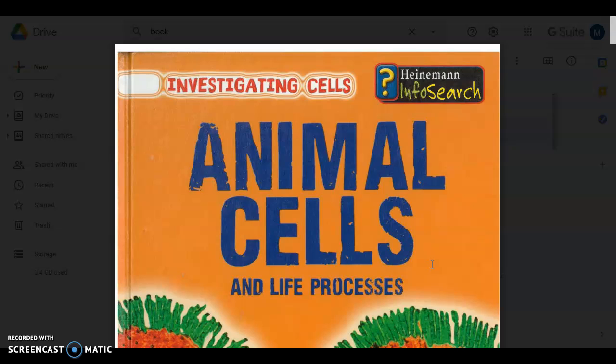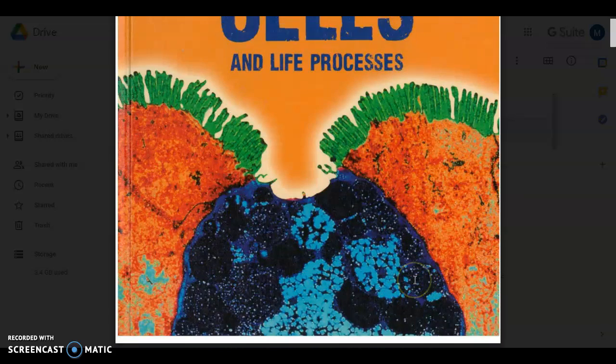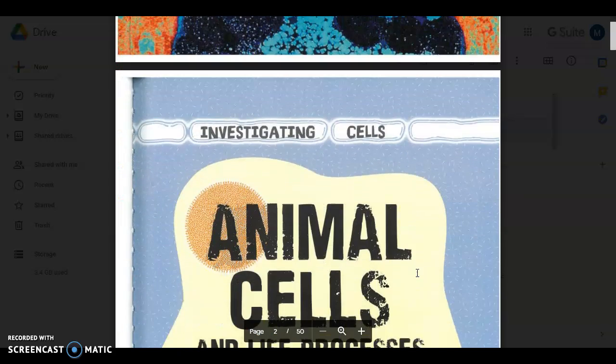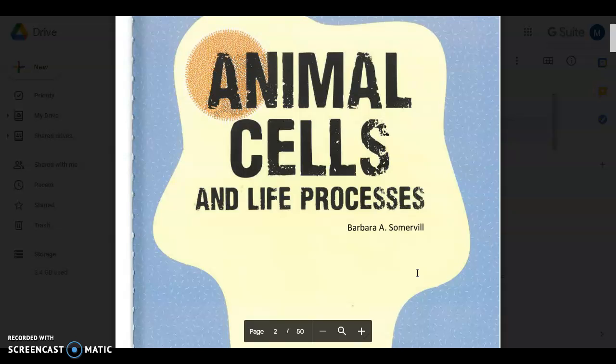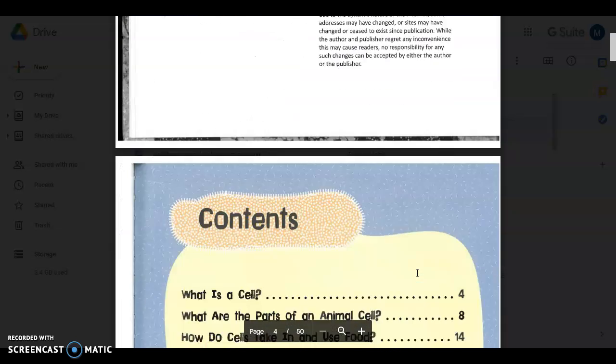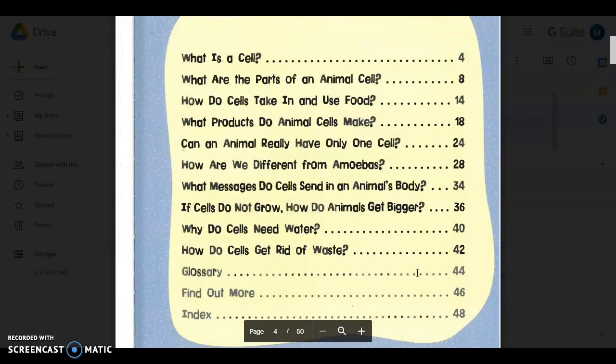Okay, so we are using a nonfiction text to learn about cells. So we can turn to the table of contents to see how the entire book is organized. Notice all of the chapter titles are questions. So we see, what is a cell? What are the parts of an animal cell? How do cells take in and use food? And so on.